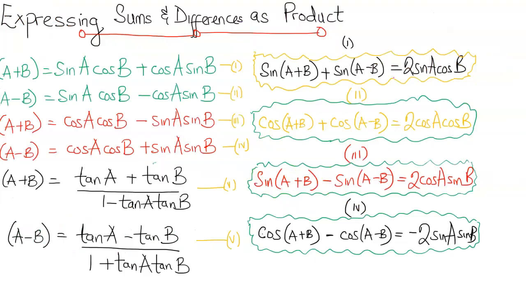In summary, we can see that these two formulas here show a relationship between the sums and the products. We can see that these are positive signs, and the last two show a relationship between the difference and the product.